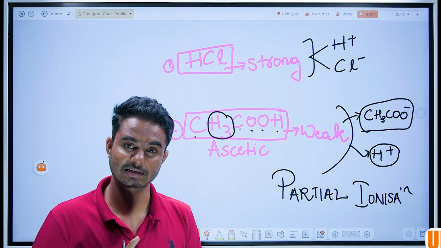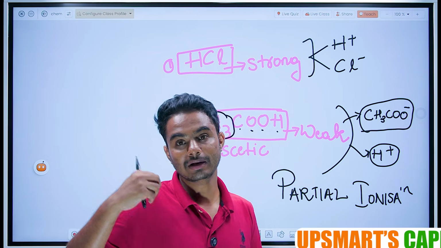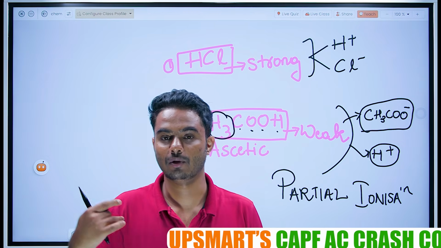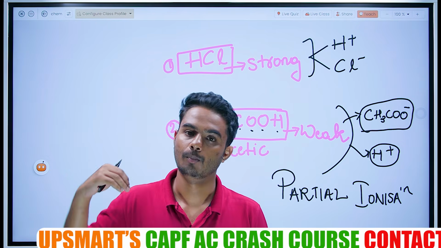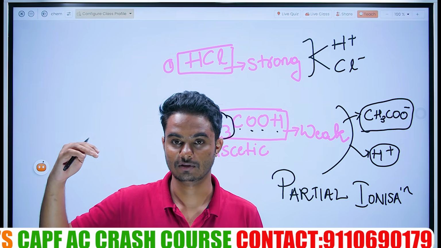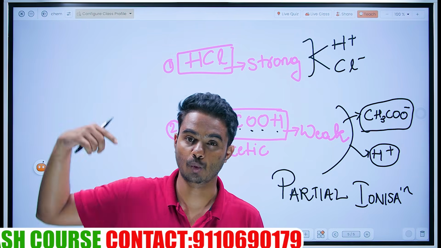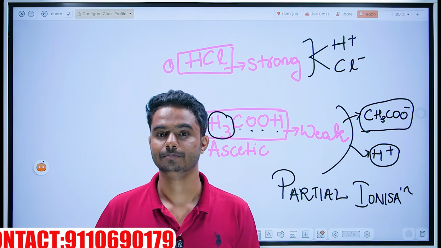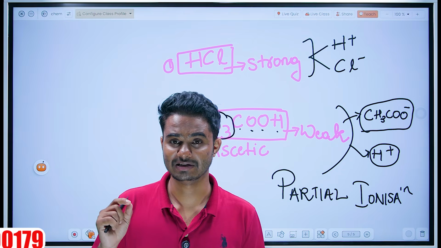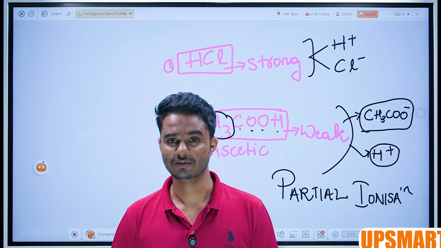Understood strong acid, weak acid concept? Easy. Similar is the concept for bases. If you get more OH minus, more basic concentration, if the concentration of OH minus is more, then it is a strong base. When the concentration of OH minus is lesser, then it is called a weak base.